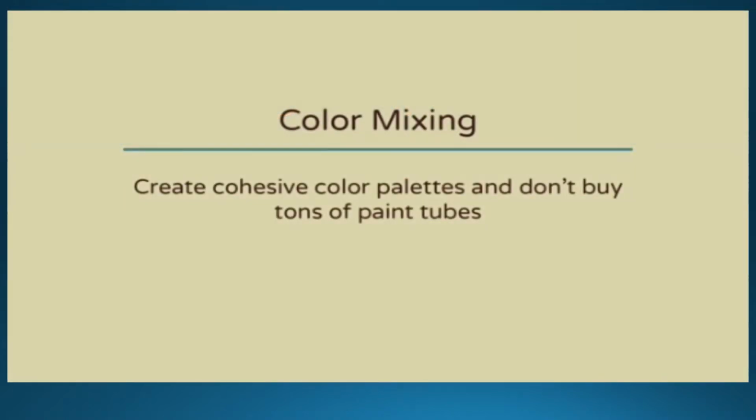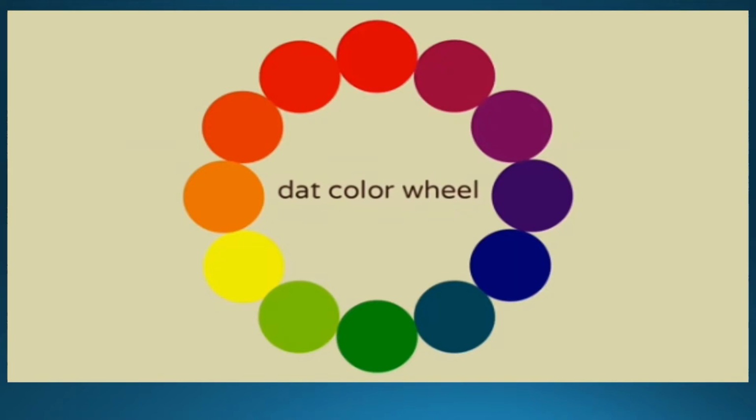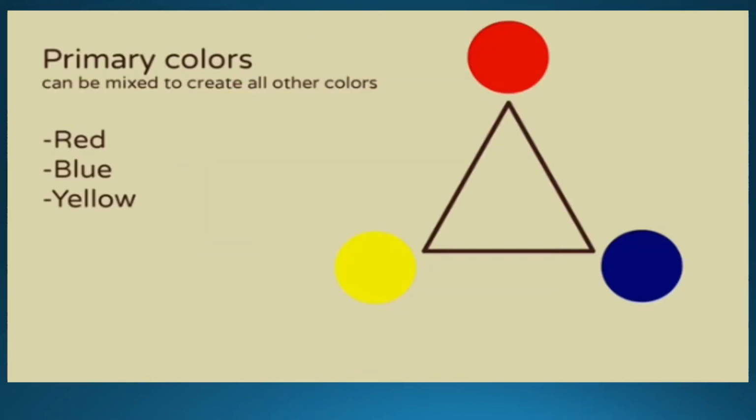It's important for you to know how to mix your own colors to make your color palettes appear cohesive. It is also cheaper than buying a tube of paint for every color. So here's how to paint a color wheel from scratch. All you need to start are the three primary colors, red, blue, and yellow. All other colors can be created mixing these in different ways. Note that mixing all three together will make a muddy brown.